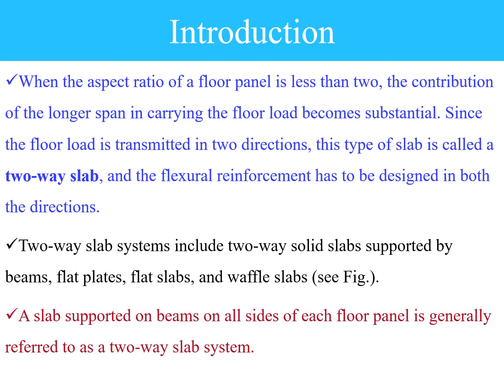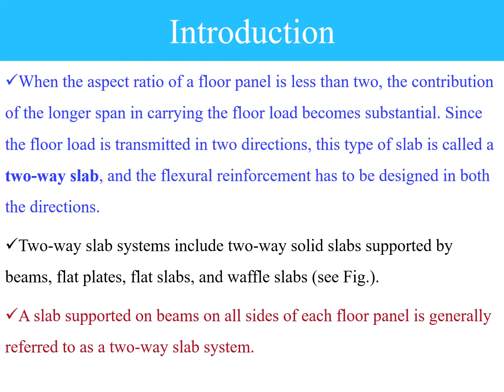When the aspect ratio of a floor panel is less than 2, the contribution of the longer span in carrying the floor load becomes substantial, since the floor load is transmitted in 2 directions. This type of slab is called a two-way slab system. Flexural reinforcement has to be designed in both directions. In simple terms, if the L by D ratio is less than 2, it will act as a two-way slab system, so the load will be mutually shared by the 2 axes.